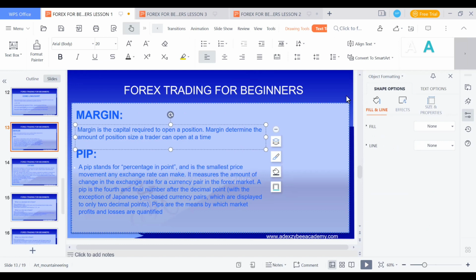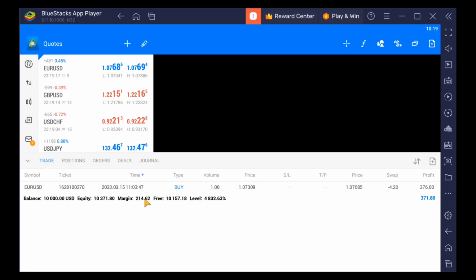This is where you will see that on your MetaTrader. Here it is margin. So for me to open a trade on this account, I need at least $214. To keep this trade running, I need $214. Anytime my balance goes below $214, it's going to close the trade for me. That's just what it means. So that money is what I need to have to keep the trade running.